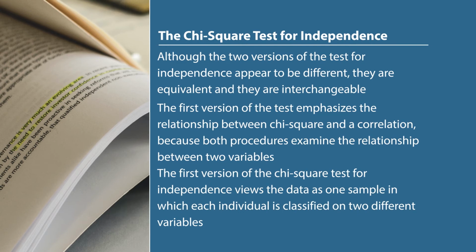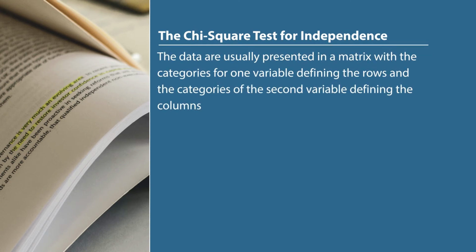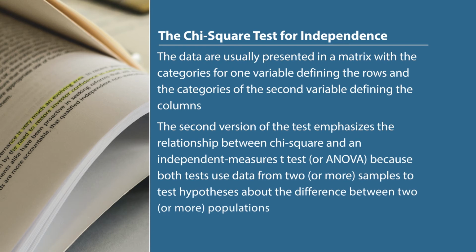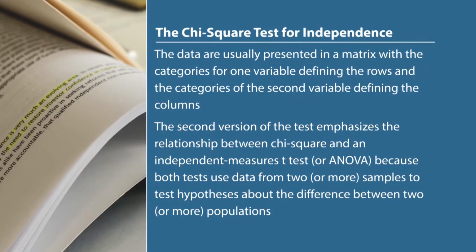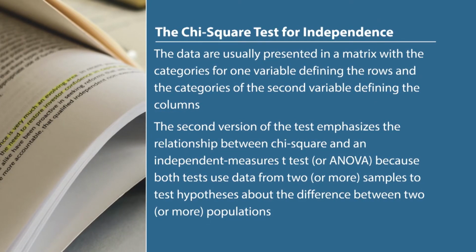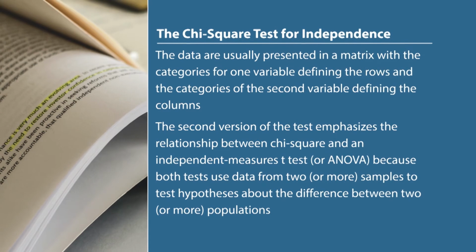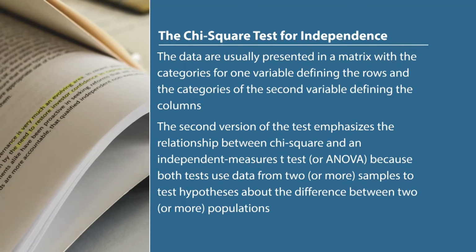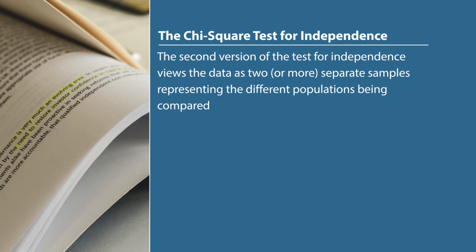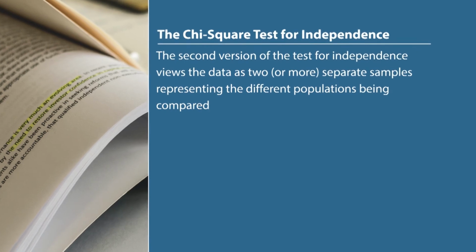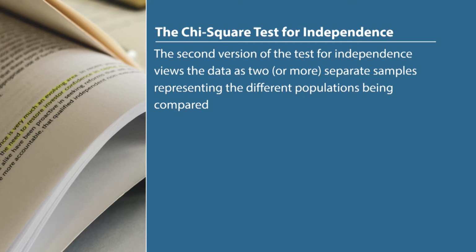The first version of the chi-square test for independence views the data as one sample in which each individual is classified on two different variables. The data are usually presented in a matrix with the categories of one variable defining the rows and the categories of the second variable defining the columns. The second version of the test emphasizes the relationship between chi-square and an independent-measures t-test or ANOVA, because both use data from two or more samples to test hypotheses about the differences between two or more populations. The second version views the data as two or more separate samples representing the different populations being compared.